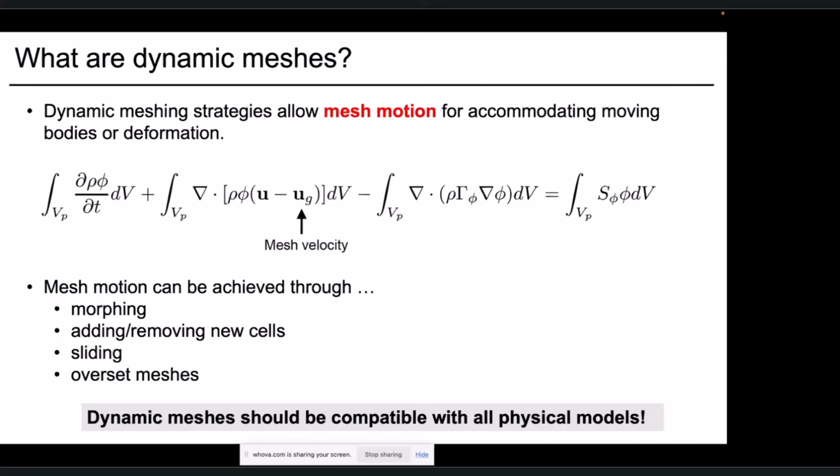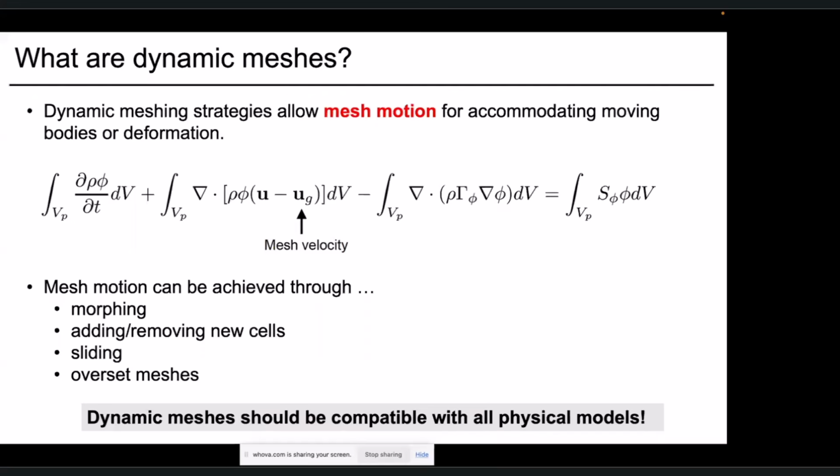One is morphing, which is basically the diffusion or smoothing of the mesh, or deformation of the mesh. It can also be achieved by adding or removing cells. It can be achieved by sliding some region of the mesh. It can also be achieved by overlaid disconnected component meshes, which come under the category of overset meshes, which we'll discuss in a while.